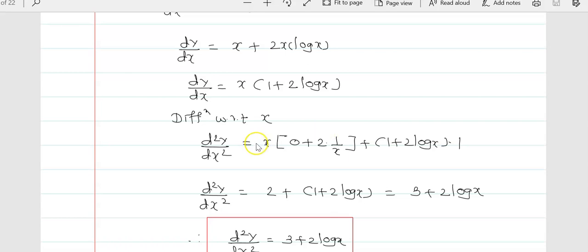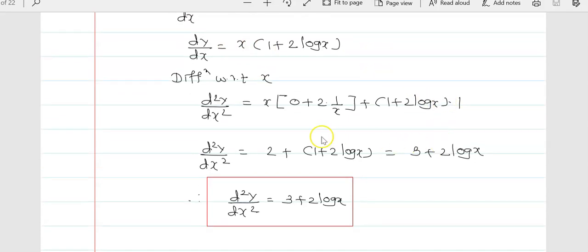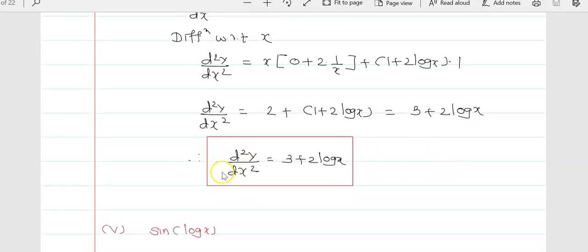Again, now differentiate this with respect to x. Therefore, d2y by dx square is equal to x into derivative of 1 plus 2 log x. Derivative of this 1 is 0 and 2 log of x, derivative of log of x is 1 upon x. That is 2 into 1 upon x, bracket complete, plus 1 plus 2 log x into derivative of this x, which is 1. And now simplify this. Then you will get x into 2 upon x. This x and x get cancelled. You will get 2 plus 1 plus 2 log x. Now this 1 plus 2, that is 3. Therefore, d2y by dx square is equal to 3 plus 2 log x. This is the answer.